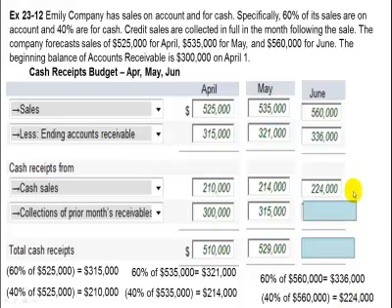Then the prior month's receivables that we will collect in June were these sales up here that we had in May. So that's 321 that we're going to collect in June now. Add these two together and we'll end up with total cash receipts in June of 545.